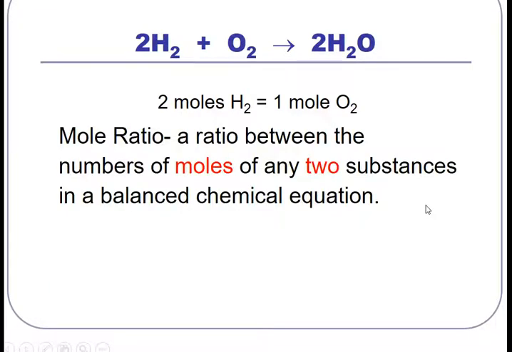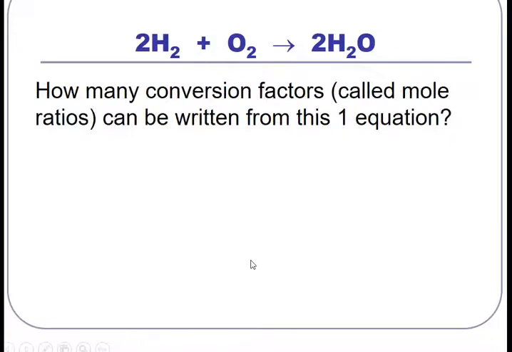The mole ratio is a ratio between the number of moles of any 2 substances in a balanced chemical equation. So it has to be balanced, and it can be between 2 reactants, 2 products, reactant and product, it doesn't matter. It's the ratio of any 2 substances. So this is why I've been so picky about you labeling, because now we're going to look at one substance and go to a completely different substance.